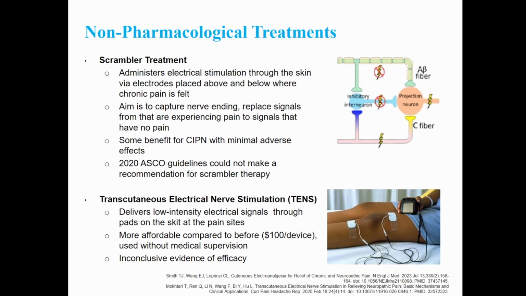So it may be helpful for those with chemotherapy-induced peripheral neuropathy. There's not enough data out there to recommend it one way or not for cancer patients, but it's something to be aware of because patients may ask you about it.